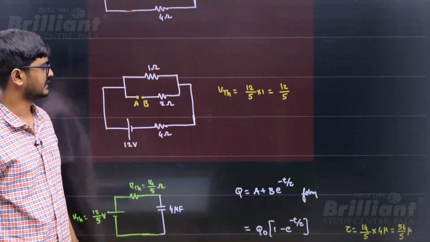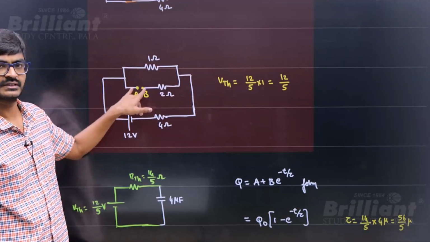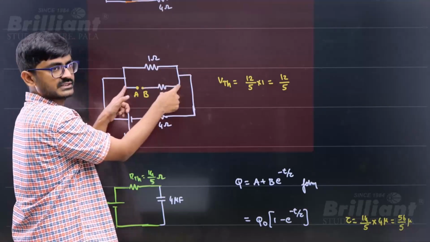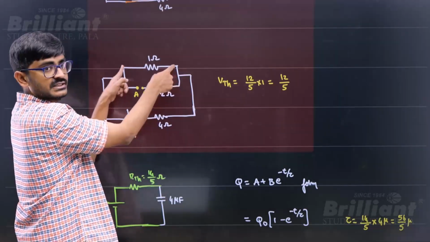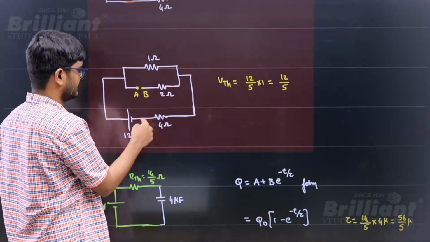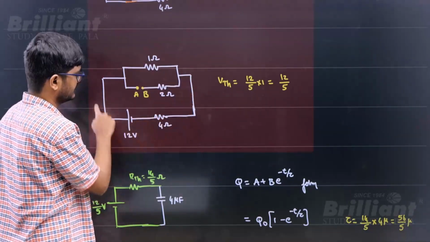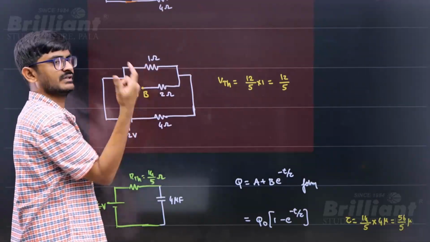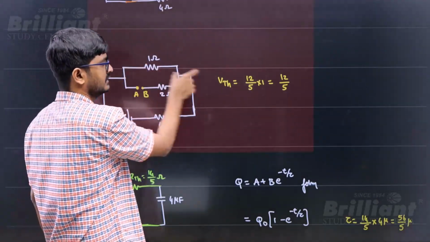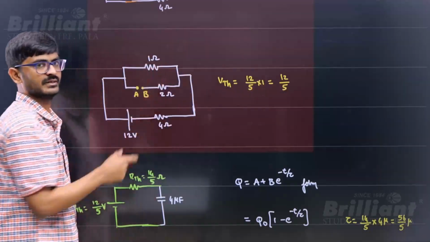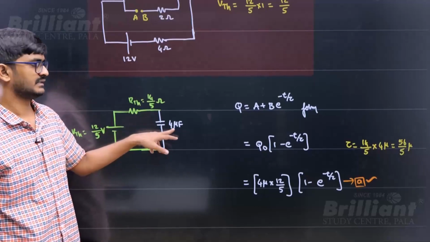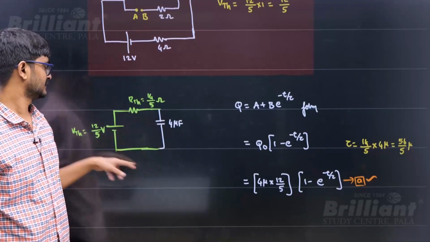Similarly, if you want to find V Thevenin, you need to find the potential difference across this one. No current will be flowing through the 2 ohm. So this potential difference will be the same as this potential difference, which will be the same as this potential difference. To find it, I need the current in this, which is 12 by 5. So I into R, the potential difference will be 12 by 5. So V Thevenin will be 12 by 5. So I can replace the circuit with V Thevenin and R Thevenin along with the load, right? Now this is a simple circuit, right?